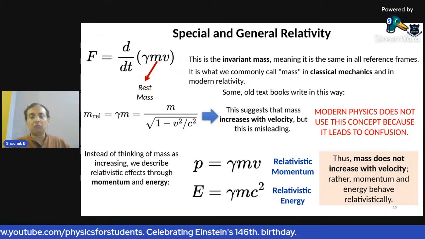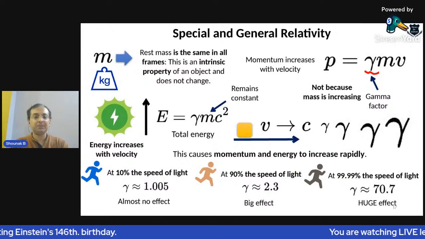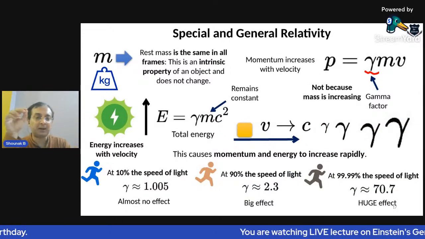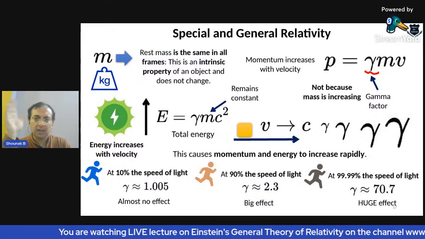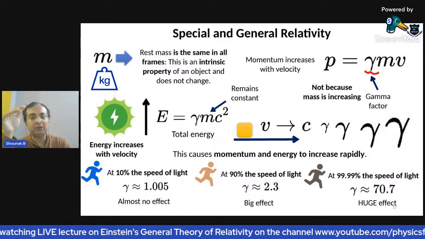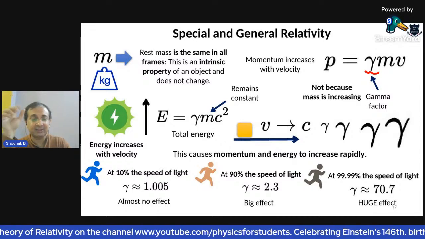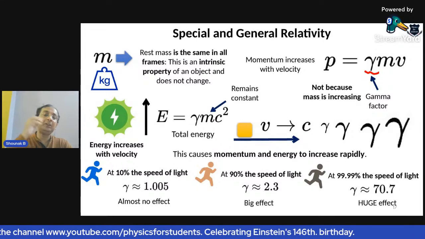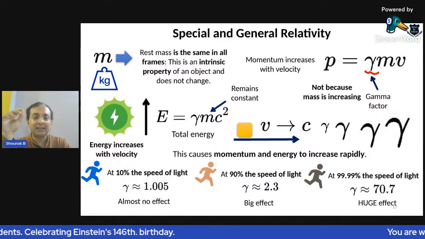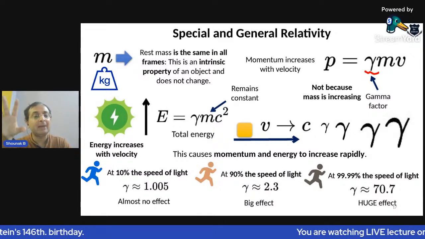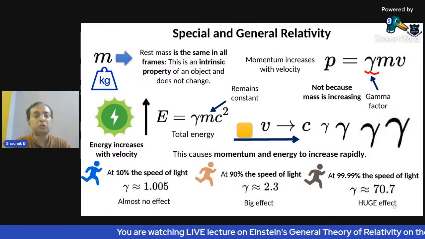Now I will show you what I mean by momentum and energy behaving relativistically. Here you can see, first let's concentrate on the first part of the slide, m. M is what? This is the mass, rest mass. Momentum increases with velocity. Why? Because p equals gamma mv, not because mass is increasing. It is the gamma factor. So when we are moving close to the speed of light, energy increases with velocity. So we get E equals gamma mc squared, and this m remains constant. And here you can see this yellow box. It is moving close to the speed of light.